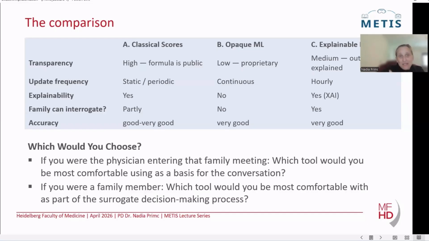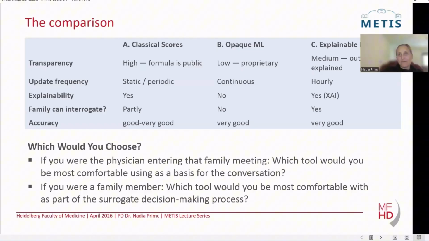I expected that many of you would choose scenario A because the classical score is transparent, the formula is public, you can explain it variable by variable, you know where it came from, how it was validated, and what its limitations are. And because choosing the most transparent and best understood tool is a very sound ethical position. But most of you chose scenario C, whose model is not completely transparent, but at least to a certain extent explainable. So there's also a difference between transparency and explainability.